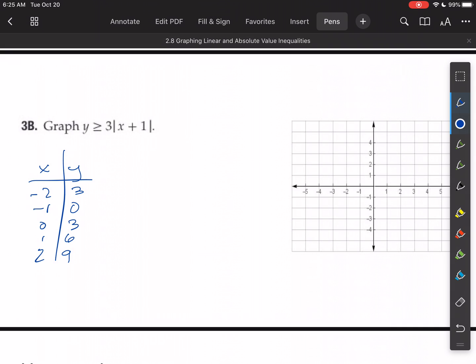So once I plug that in, -2, 3 is here. -1, 0 is here. 0, 3 is here. And then 1, 6 is up here. And then 2, 9. So I kind of get an idea of what's happening. Again, this is an or equal to. I wish they did one that wasn't, because there would be a dotted line. If there was no line under there, it would just be dotted, right?